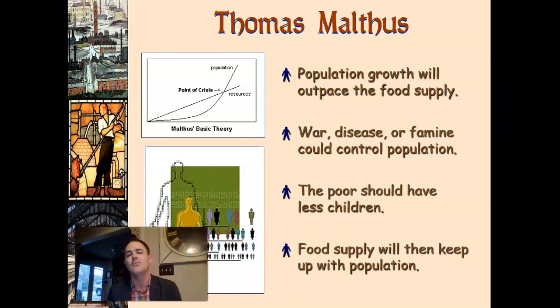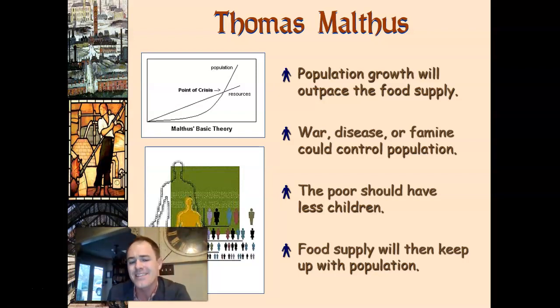analyze new problems. And one problem, according to Thomas Malthus, was that this dramatic population growth that he saw happening in the 18th and the 19th century is going to outpace the food supply. And this population growth is occurring because, as a result of the Industrial Revolution, diseases and famines are becoming less and less common, and so people are living longer, and they're having more children. And he argued that, in fact, the poor should have fewer children, and then the food supply would be able to keep up with the population.